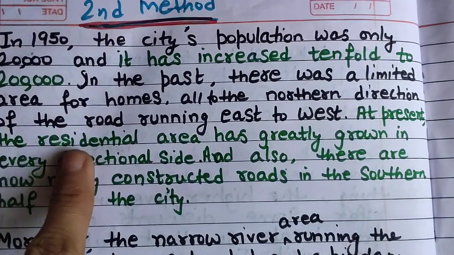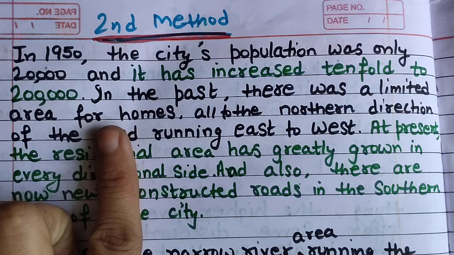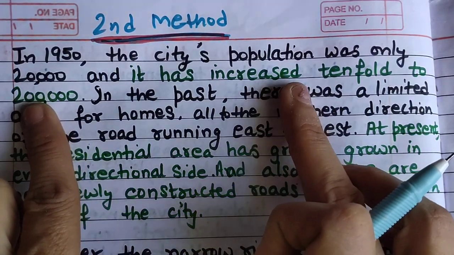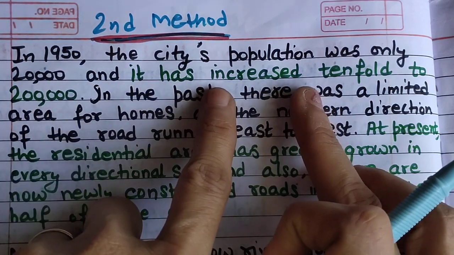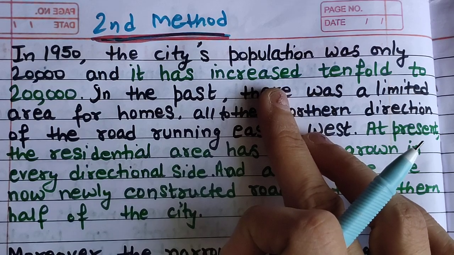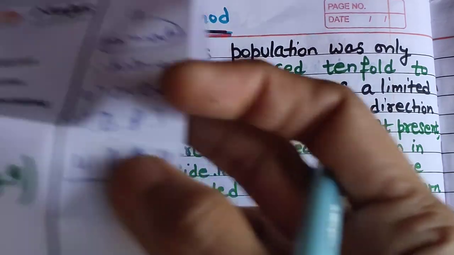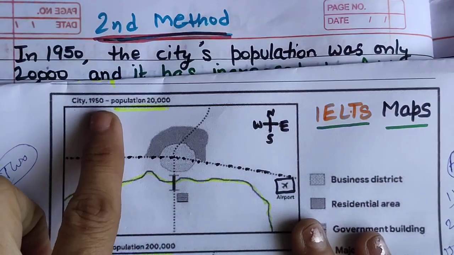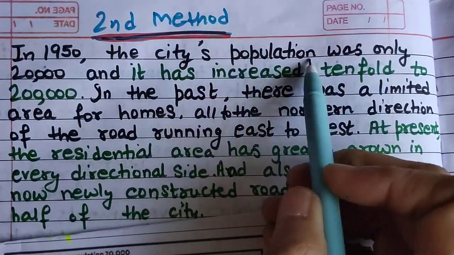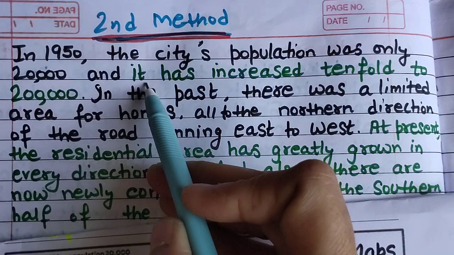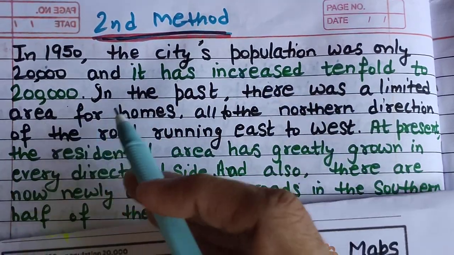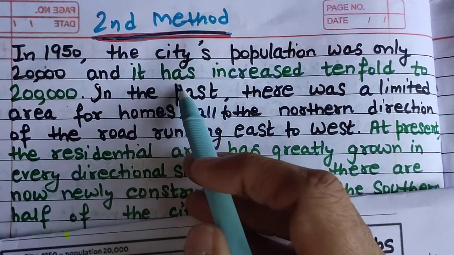Now coming to the second type of method, as I told you. Here black is past, the green one is present. This is how I have compared the things, you can use it. You can look at the map again: in 1950 the population was 20,000 and here 2 lakhs. So how I have written: the city's population was only 20,000 and it has increased tenfold to 2 lakhs. So side by side I am doing the comparison.